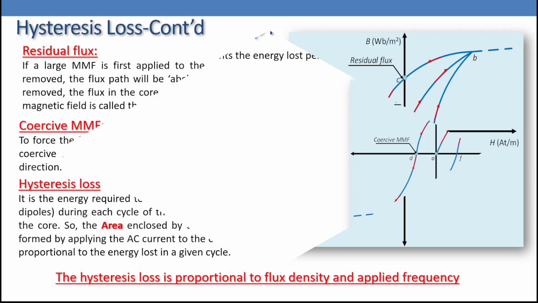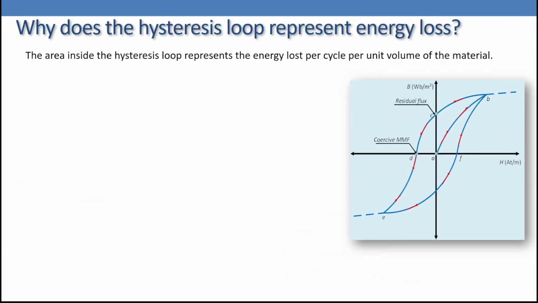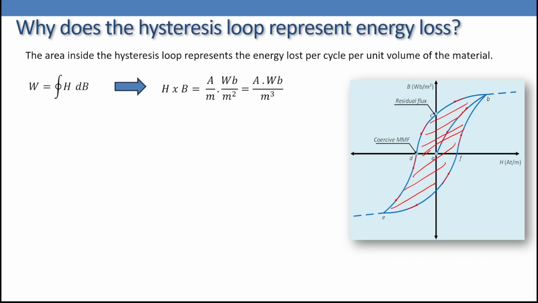Let us see. To answer this question, we are going to use a simple mathematical proof where we make a line integral for this closed path, to calculate the area enclosed by this path. The x-axis is H, the field intensity in ampere per meter, and the y-axis is the flux density B in Weber per meter square. So the closed line integral of H dB equals HB. H is in units of ampere per meter and B in Weber per meter square, so that equals ampere Weber per meter cube.